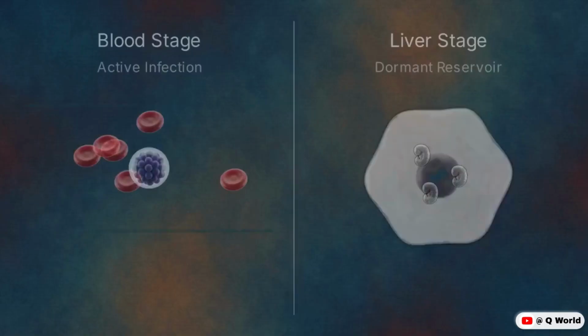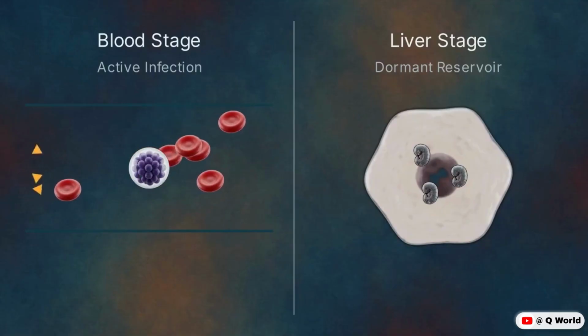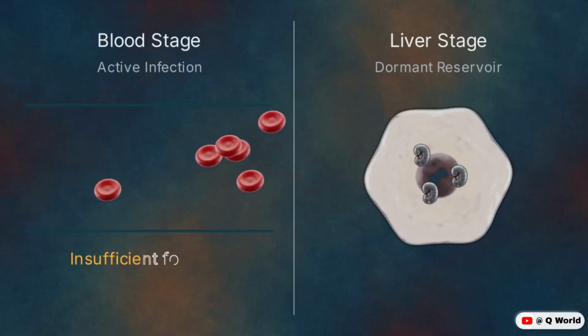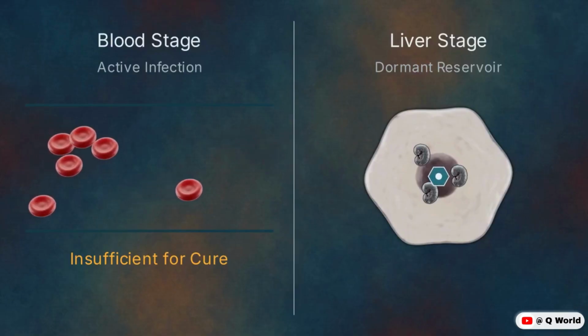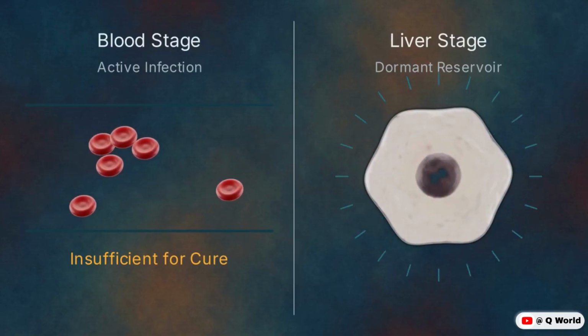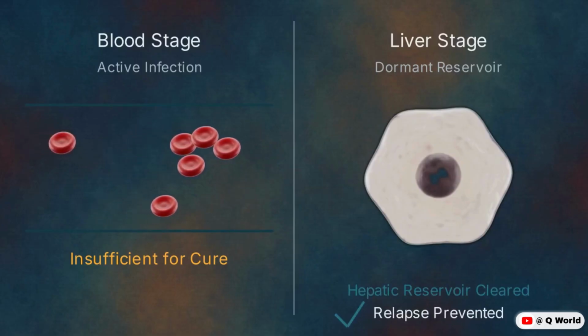But if diagnostics reveal Plasmodium vivax or ovale, clearing the blood stages is insufficient. Primaquine must be layered onto the treatment protocol. It specifically attacks dormant hypnozoites in the liver. Failing to administer it leaves the hepatic reservoir intact, guaranteeing a clinical relapse.